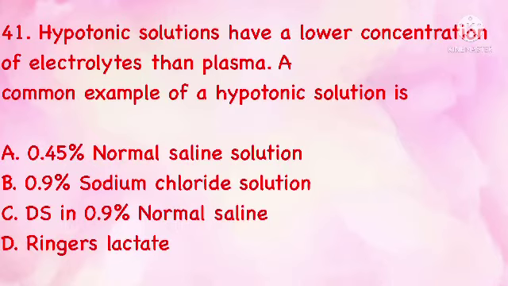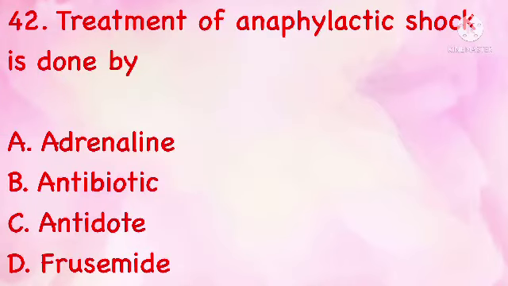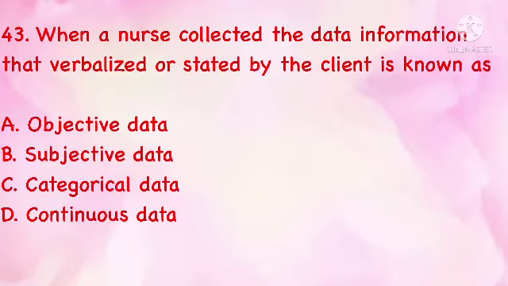The sooner, the more. Hypotonic solutions have a lower concentration of electrolytes than plasma. A common example of a hypotonic solution is 0.45% normal saline, 0.9% sodium chloride solution, D5 in 0.9% normal saline, Ringer's lactate. And the correct answer is A. 0.45% normal saline solution. Treatment of anaphylactic shock is done by adrenaline, antibiotic, antidote, furosemide. The correct answer is A. Adrenaline.